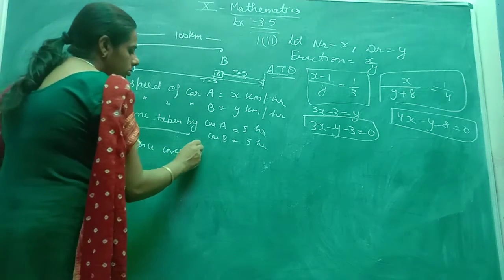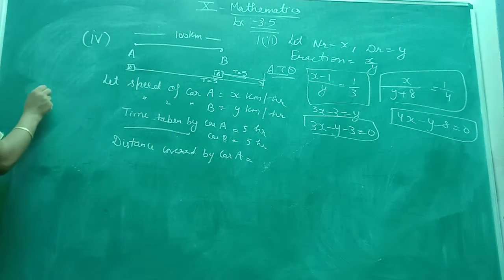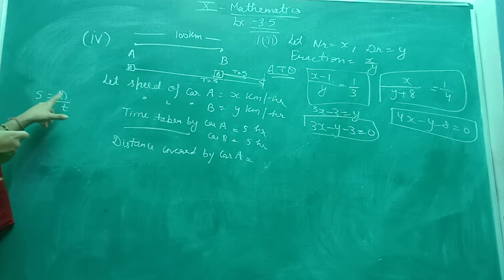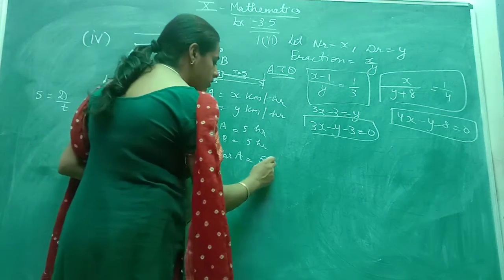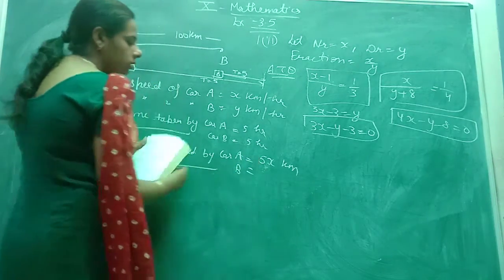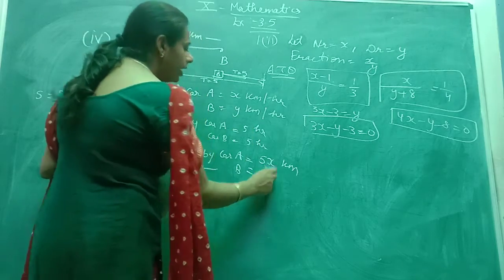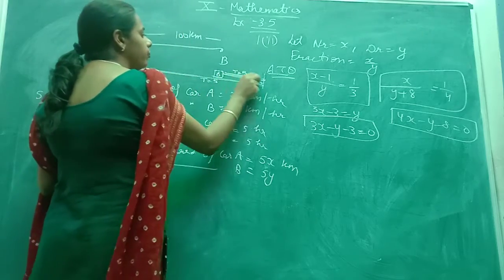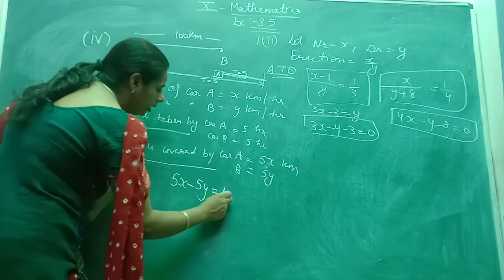So you have to find the distance covered by car A. As you know, the relationship between distance and speed is speed equals distance by time. So how will you get the distance? Speed into time. This is the speed of car A and this is the time, so 5x kilometers is the distance covered by car A, and in the same way the distance covered by B is 5y. So 5x minus 5y is equal to 100.